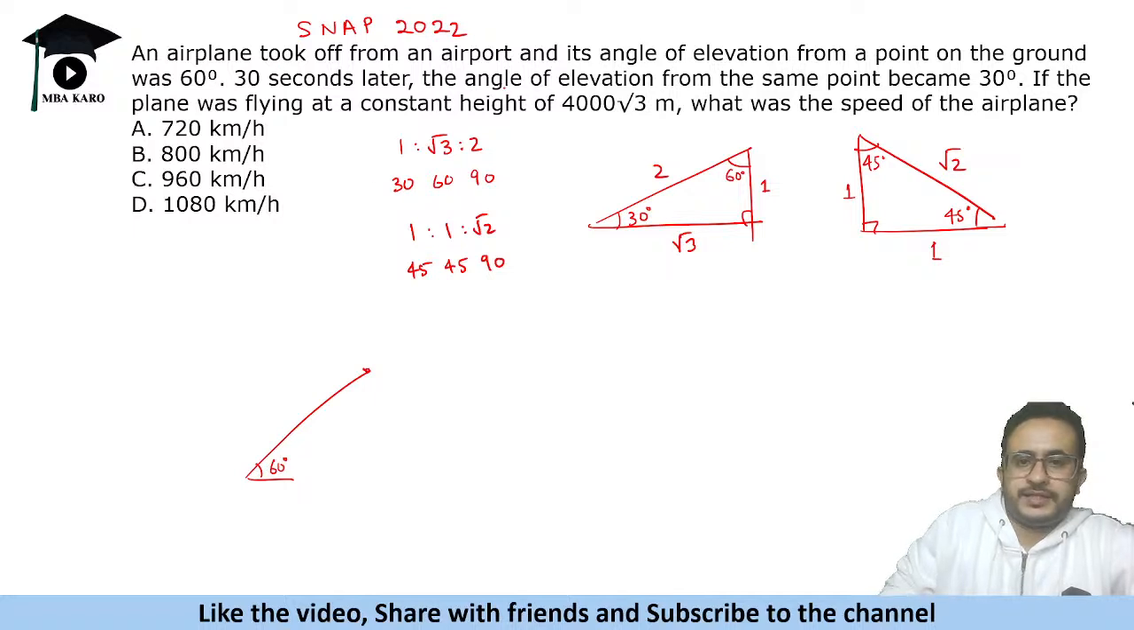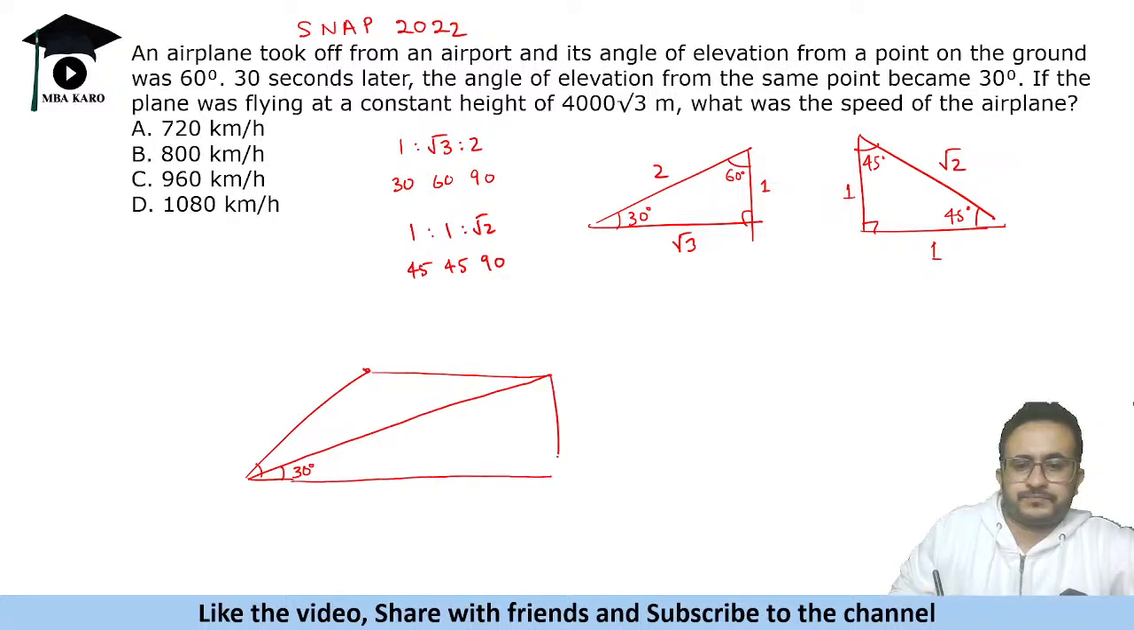Now 30 seconds later, the angle of elevation became 30 degree. So it moves ahead, and now this angle is 30 degree. So initially 60 degree था, now it is ये 30 degree हो गया. So we need to find the speed of the aeroplane.